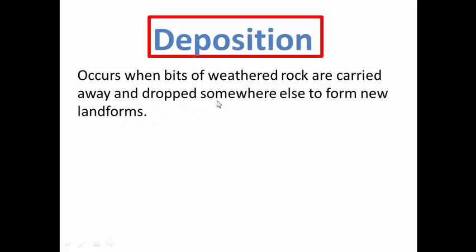The words "dropped somewhere else" mean collected together or accumulated in a specific area or a certain area to make a new landform. Let's see, in our today's quick session, we have two examples of deposition. We have the first one called delta, and the second one is called sand dune.